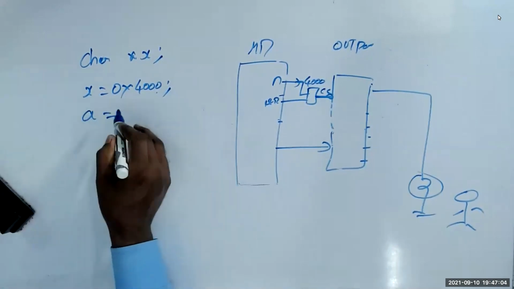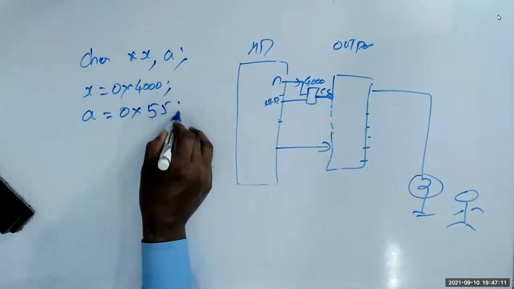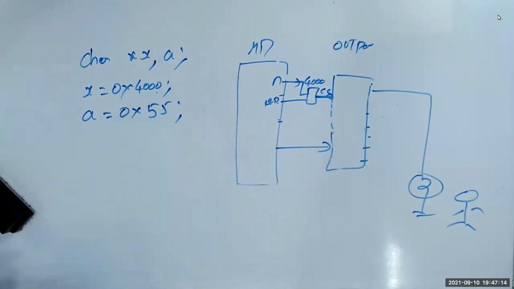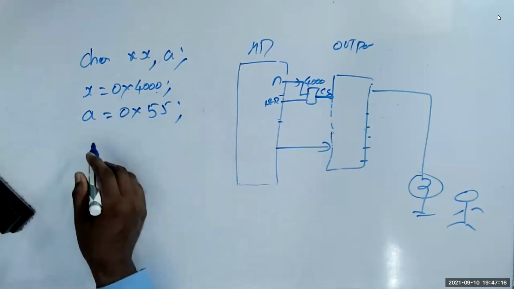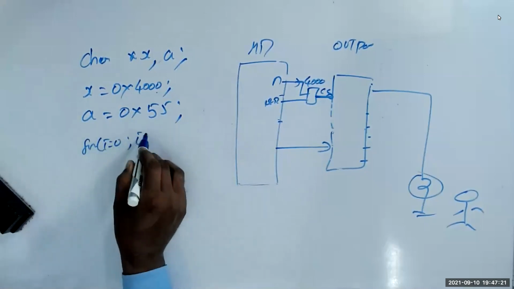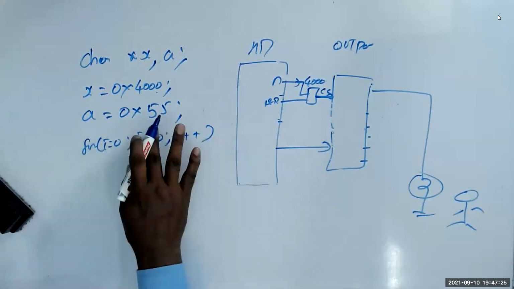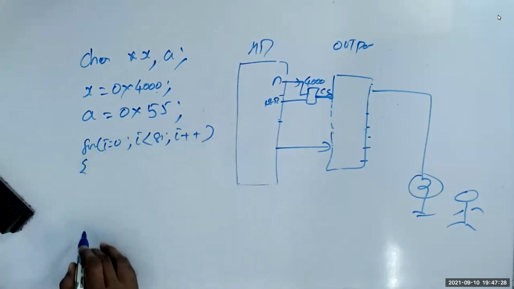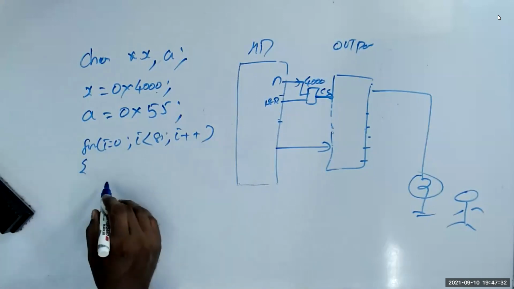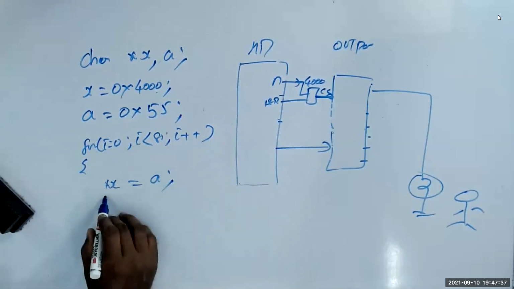A is equal to 0x55. A is equal to 0x55. You understand? Okay, now I send for i is equal to 0, i less than 10, i plus plus. So less than 8. Let's take a small sample. I'm doing a sample. Okay. Now I say star x is equal to A.